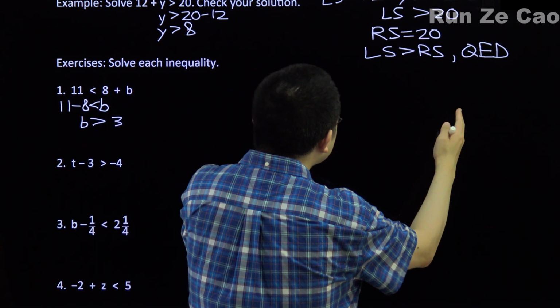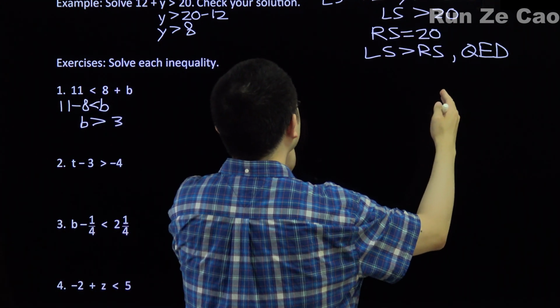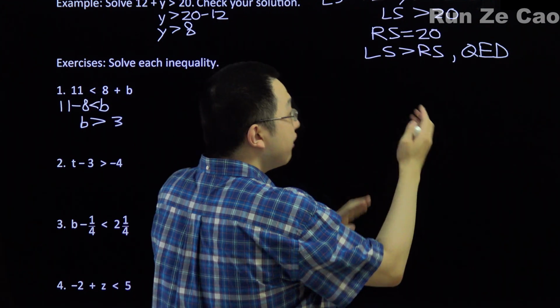5 is greater than 3. Well, what happens if we flip the sides? Oh, it has to be 3 is smaller than 5.